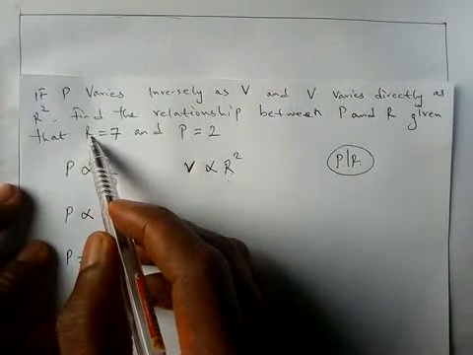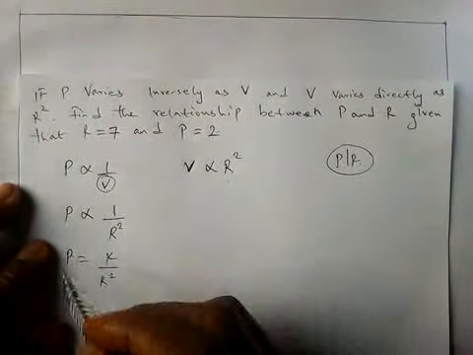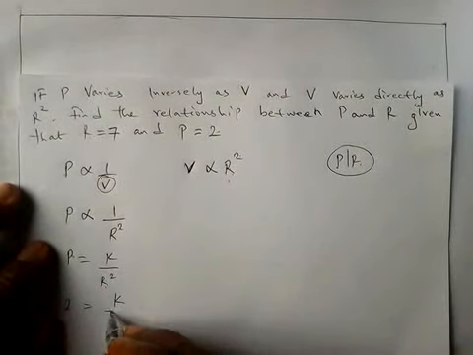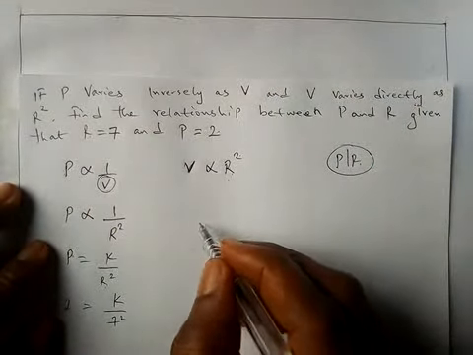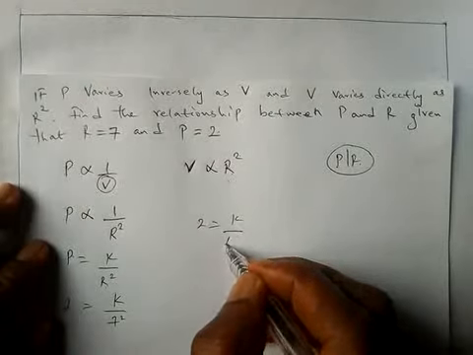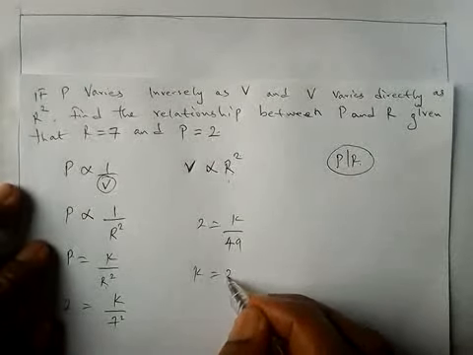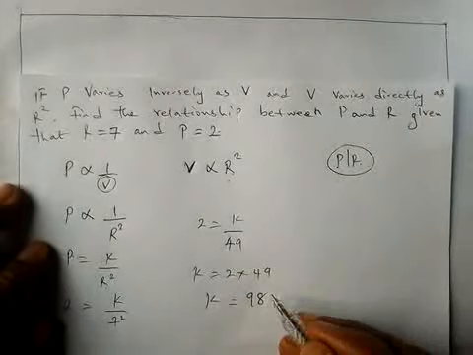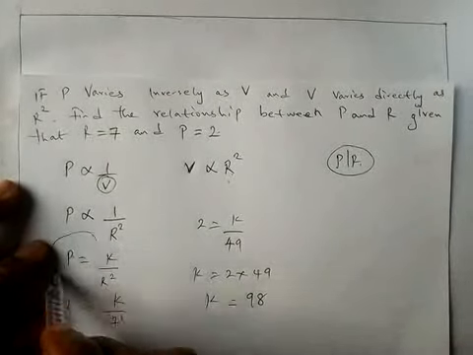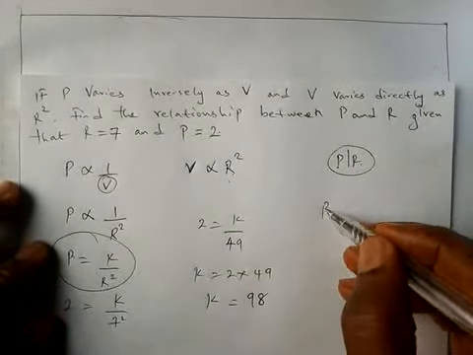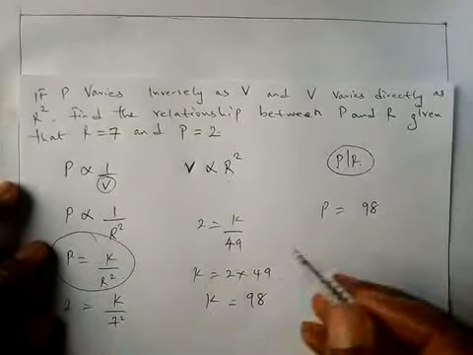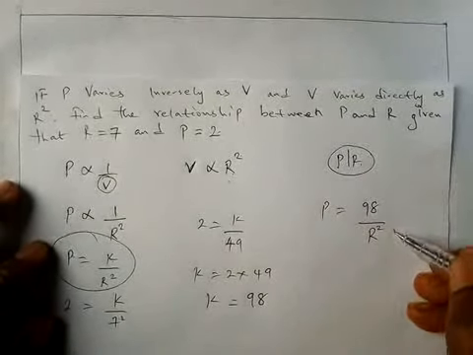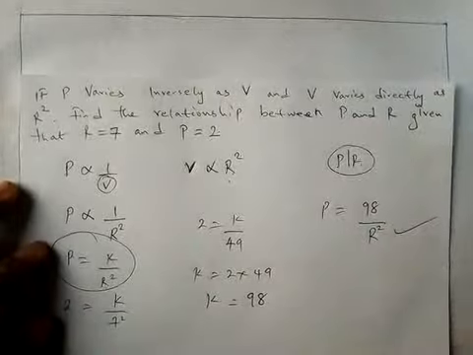Now when R is 7, P is 2, so 2 is equal to K over 7 squared, which is 2 is equal to K over 49. K becomes what? 2 times 49, and K becomes 98. So the relationship becomes P is equal to 98 over R squared, which is K over R squared. Okay, very good.